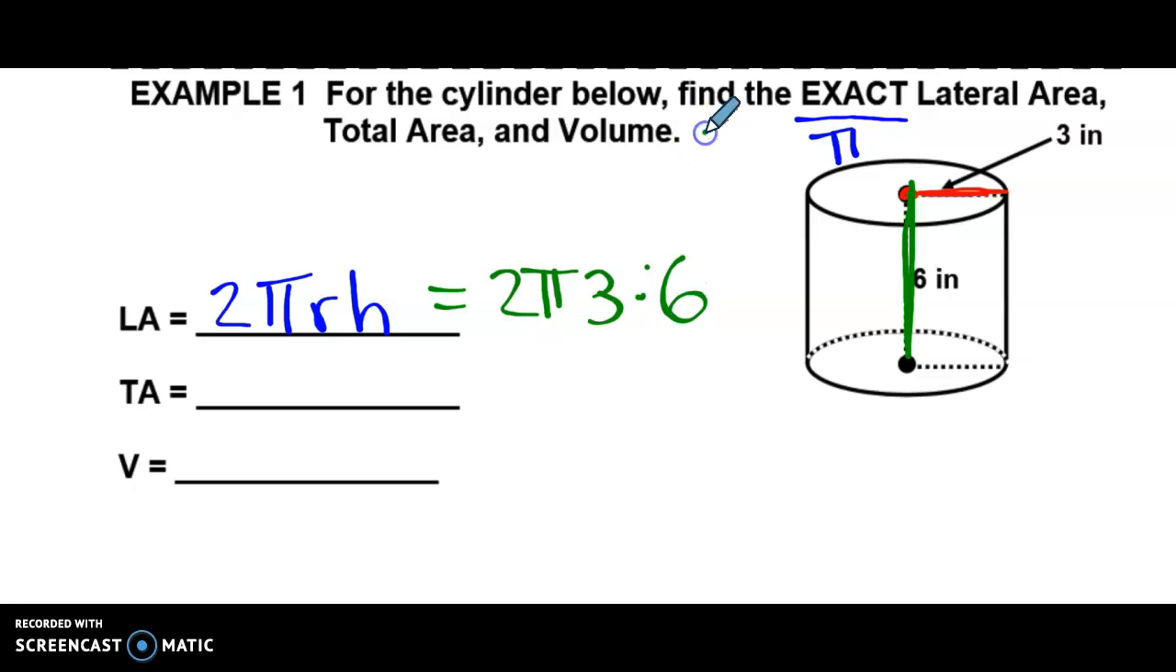Because I am leaving everything in terms of pi, I don't really have to worry about pi. So what I'm going to do is multiply all the numbers that I can. So 2 times 3 times 6. That gives me 2 times 3 is 6, 6 times 6 is 36. And then I'm just going to leave the pi tacked on. So that will be my total, that'll be my lateral area.